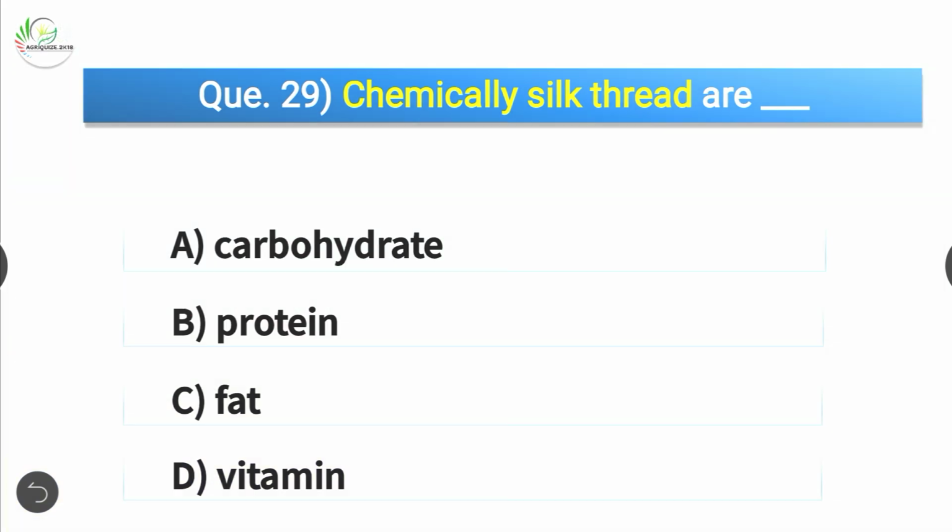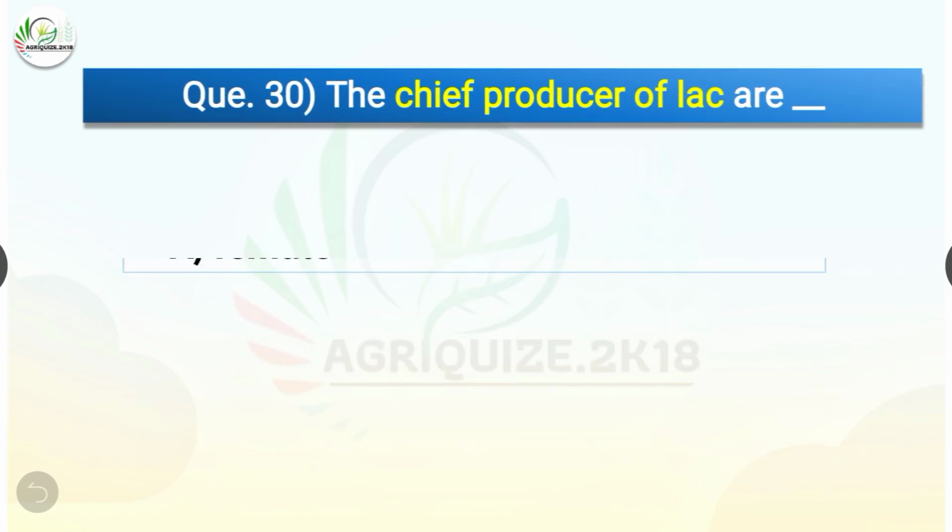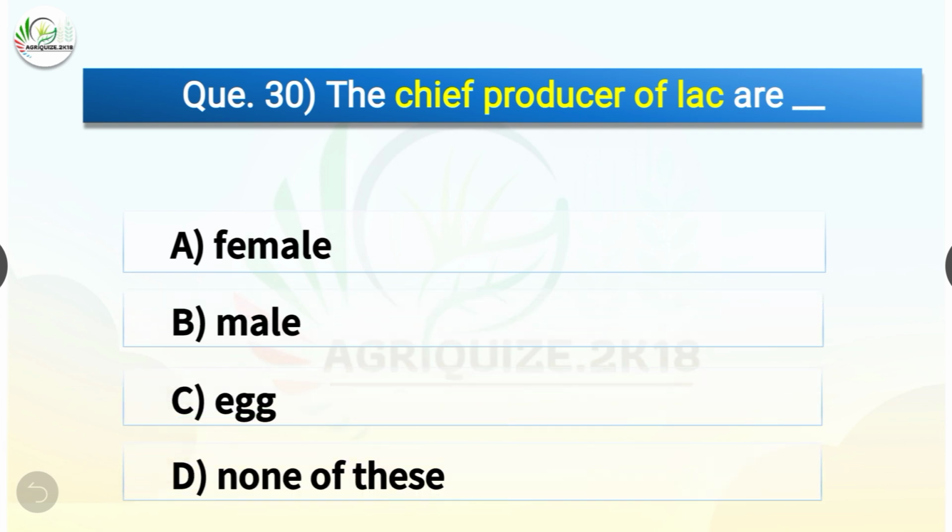Question number 30. The chief producer of lac are dash. The options are male, female, egg or none of these. The correct answer is option A, female. So the chief producer of lac are female.